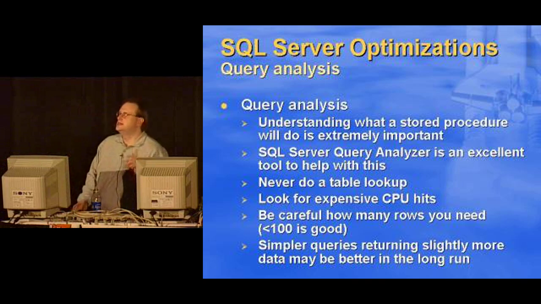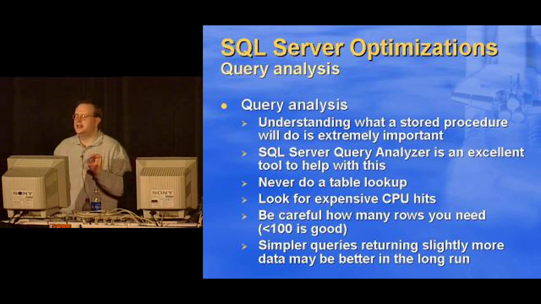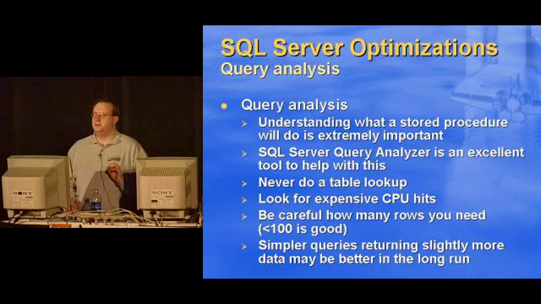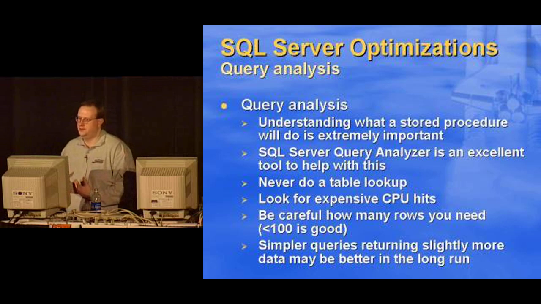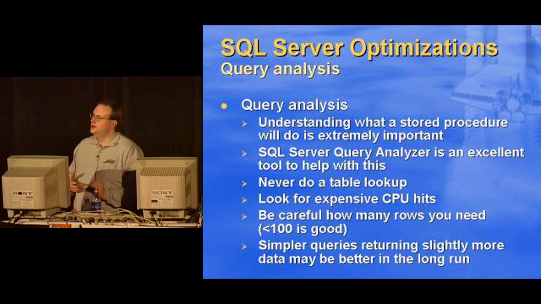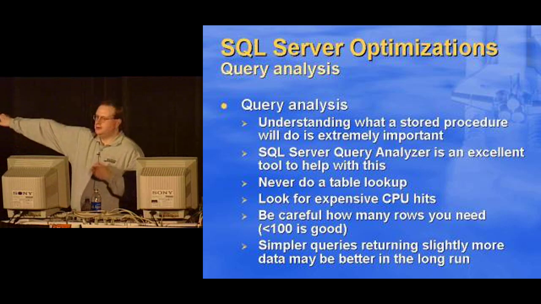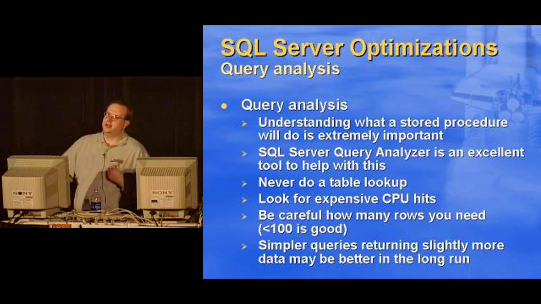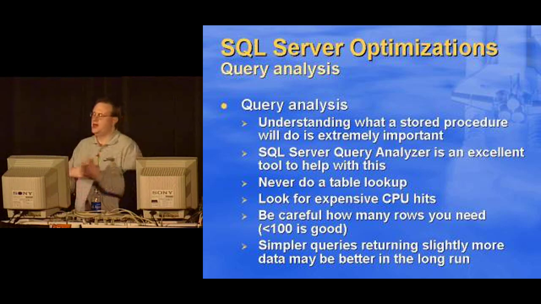In some cases, a simpler query returning slightly more data can actually be a little bit better. We had a case where we fetched 50 records, even though we were only going to immediately show 10 of them. But the query was simpler in that it was able to use indexes more effectively and use less CPU hits. So in that case, it actually worked out a little bit better for us. Now, again, I'm talking about 50 records here. I'm not talking about 50,000.